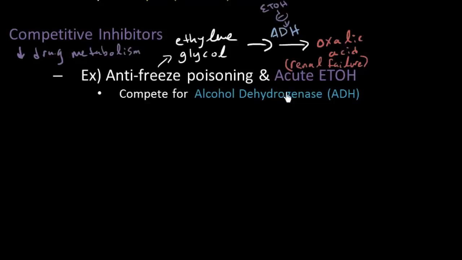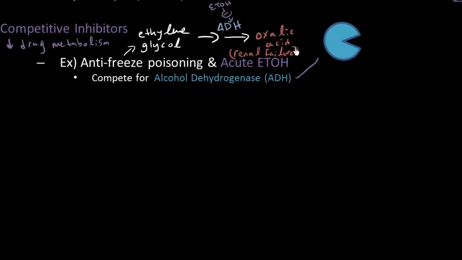And so I'd like to represent all of this with kind of a picture. And so here is our enzyme. This is alcohol dehydrogenase. So here's our enzyme, and it's munching away at the endogenous substrate. This is the antifreeze. So I'll write here, this is the ethylene glycol.